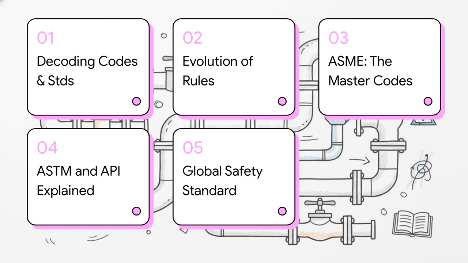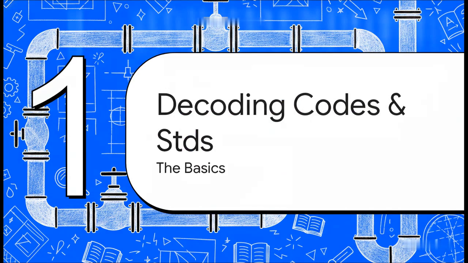Here is what we're covering today. First, decoding codes and standards. Second, the evolution of piping rules. Third, ASME, the master codes. Fourth, ASTM and API explained. And finally, number 5, the global safety standard. All right, let's kick things off with Section 1, decoding codes and standards.